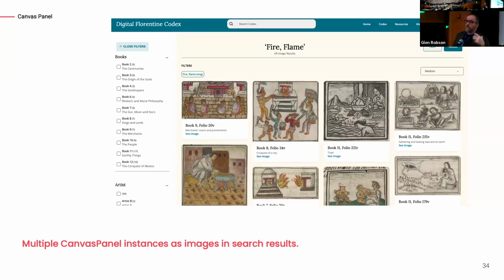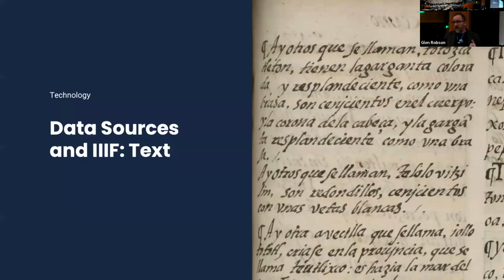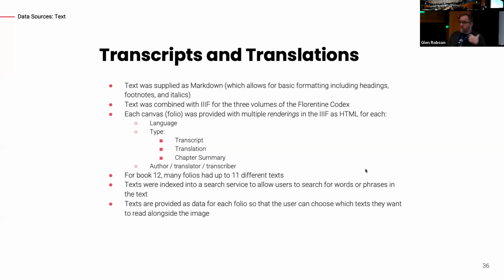And these are all, again, Canvas Panel instances that have been embedded on the page, in this case using static images to make it run more efficiently. In terms of how we mapped all these data sources to IIIF, the text was supplied as Markdown. We had over 10,000 Markdown files. These were then combined with IIIF, and each canvas had multiple renderings as HTML that was generated from that Markdown.